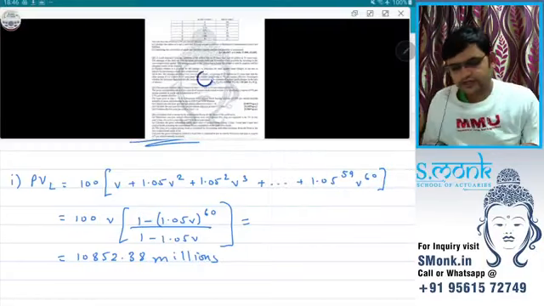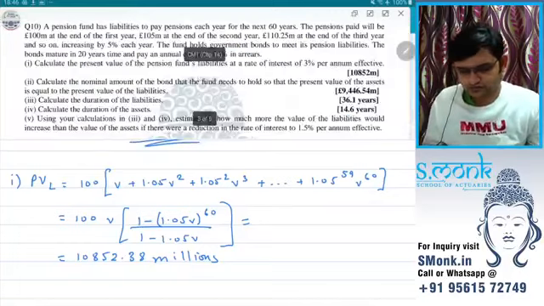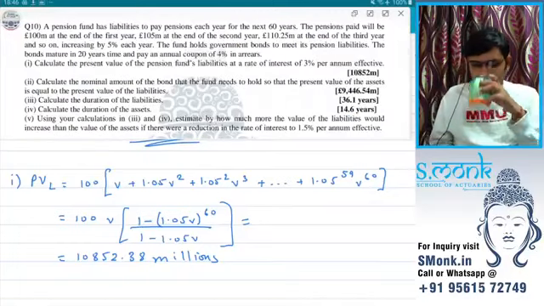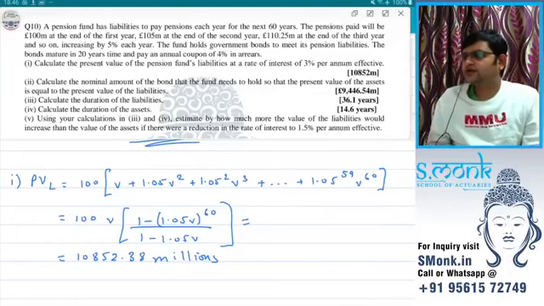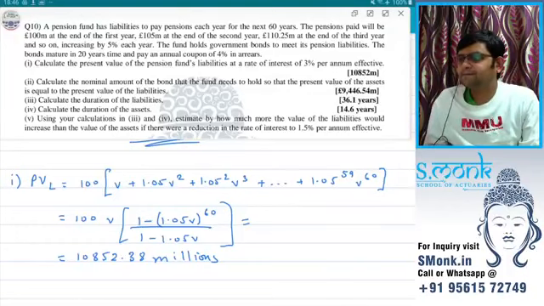This is the liability. Then calculate the nominal amount of the bond that the fund needs to hold so that the present value of the assets is equal to the present value of liabilities.